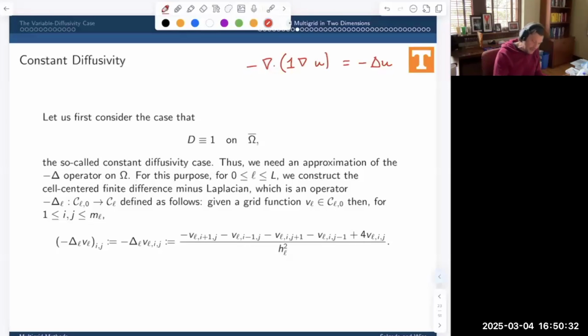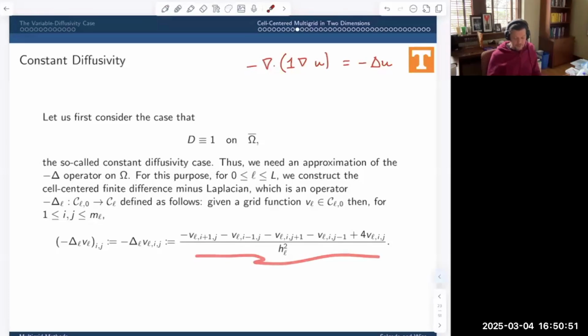Okay, so in any case, we need an approximation of this operator. And what we're going to do is just use the usual 5-point stencil. I'm going to talk a little bit more and generalize how you get a hold of this 5-point stencil in more detail when we get to the non-constant diffusion case. Right now we're talking about the constant diffusivity case, and specifically D equals 1 because that's the easiest one to deal with.